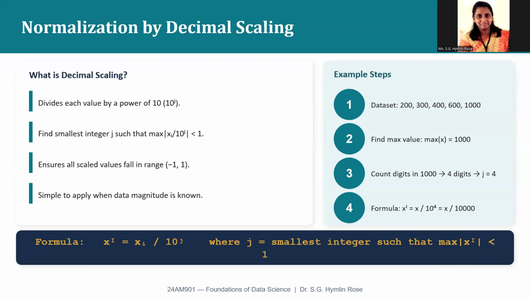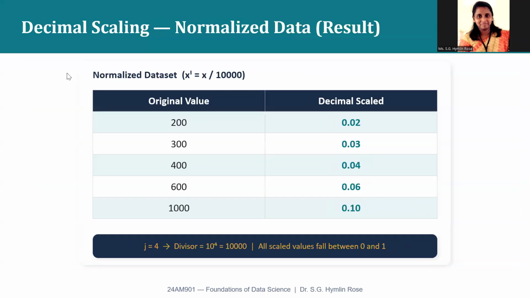So we are going to calculate it first. You are given the data set, and the maximum value is 1000. So for the maximum of xi, what is the number of digits? 4 digits. So we are going to take j equal to 4. So x dash is x divided by 10 power 4, so x by 10,000. You are going to apply this formula for all the data. You will be getting 0.02, 0.03, 0.04, and so on. So all scaled values fall between 0 and 1.